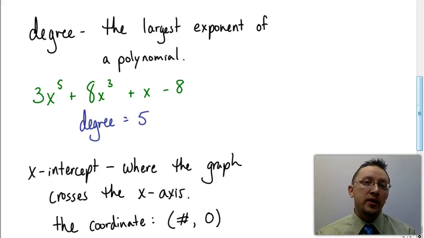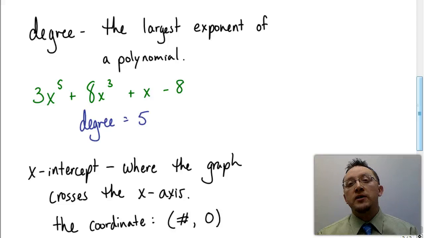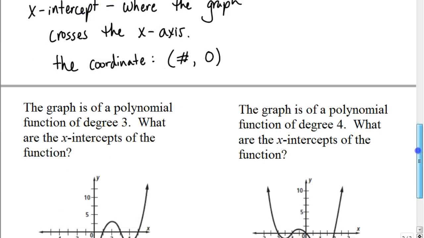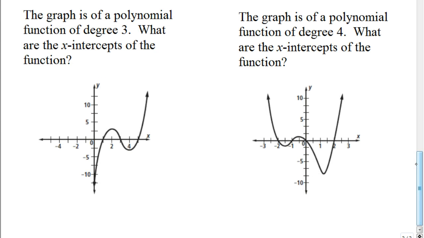So let's look at one example together, and then I'll have you do one on your own. So the first example we're going to look at is this one. The graph is of a polynomial function of degree 3. What is the x-intercepts of the function? So you can see that the x-intercepts, again, are where the graph intersects the x-axis.